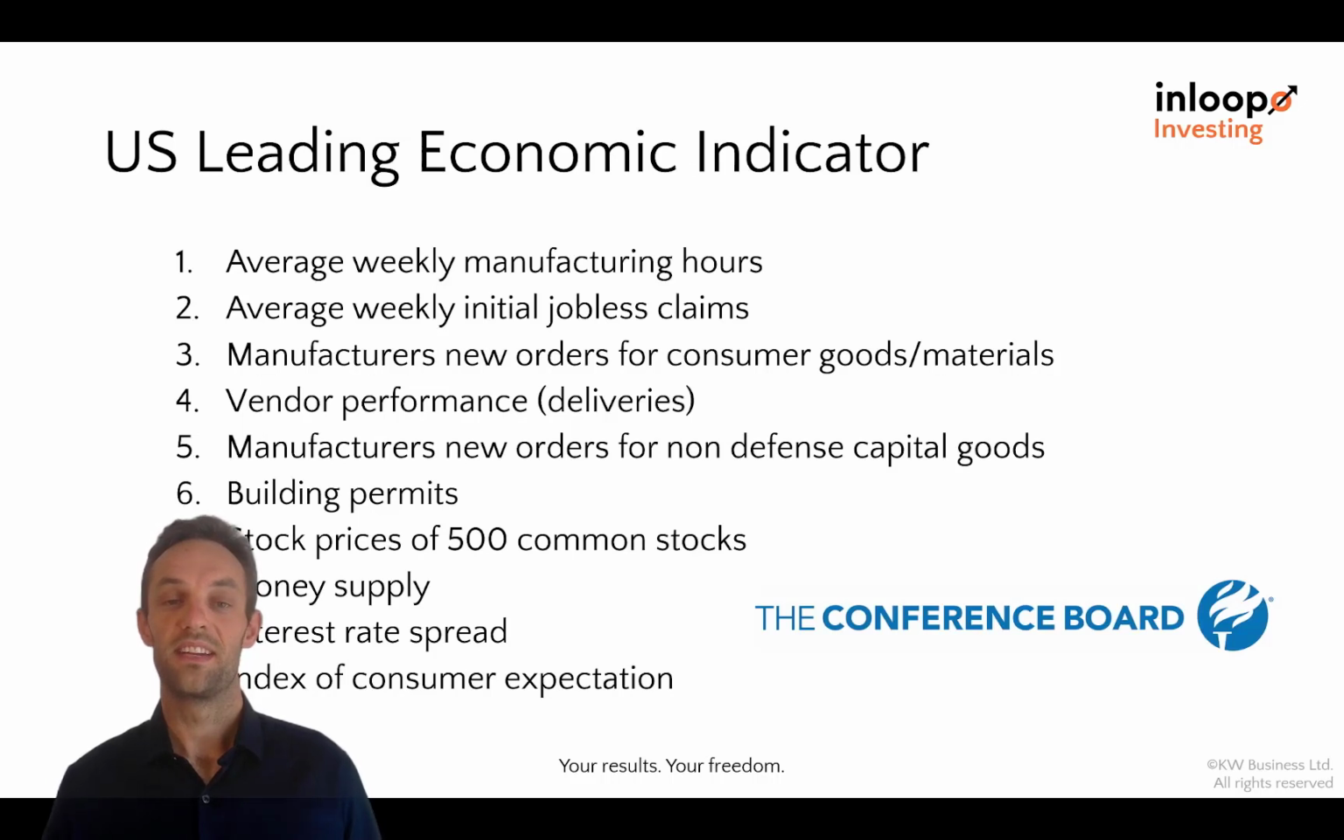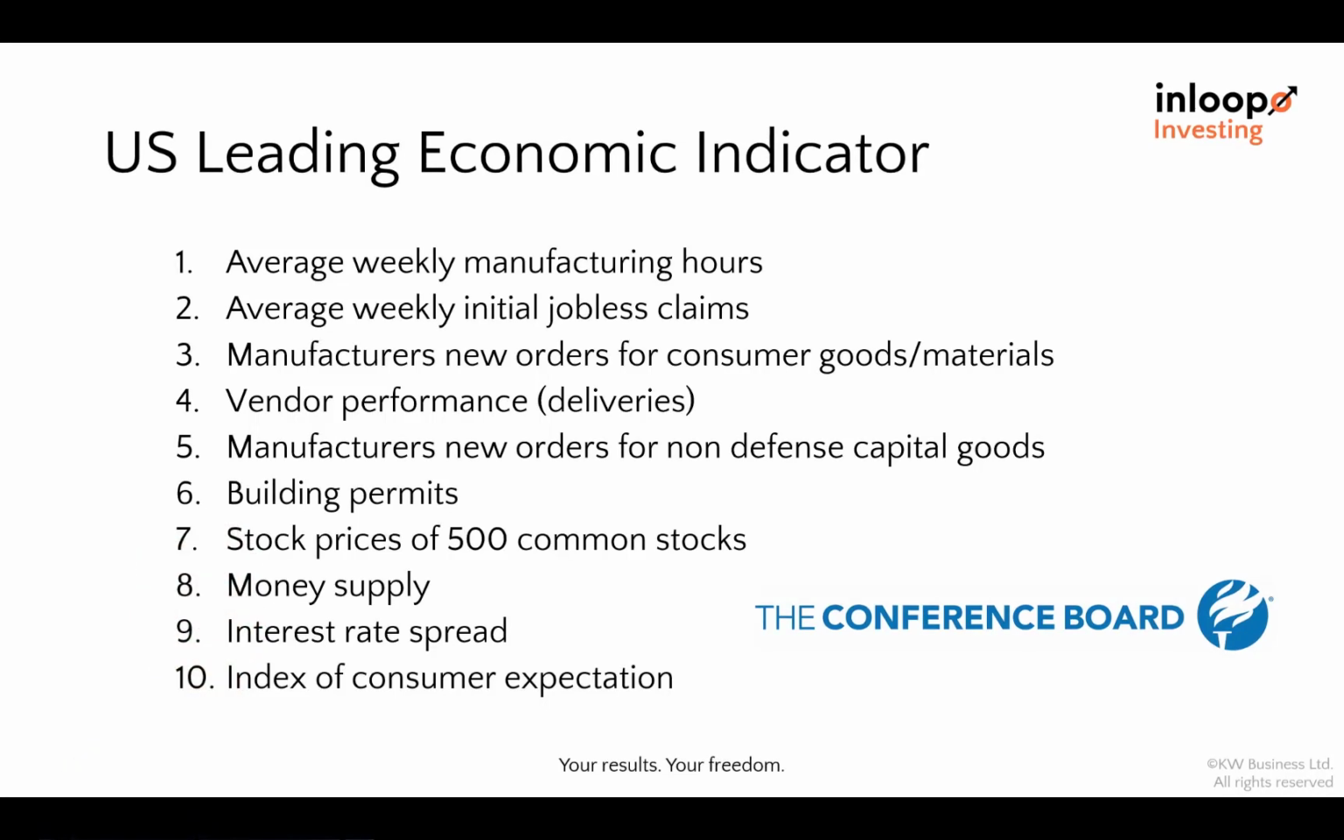10 of the most important leading indicators were put together in a single index by the US Conference Board. And here you can see all the 10 indicators included in the US leading economic indicator: the average weekly manufacturing hours, the average weekly initial jobless claims, manufacturers' new orders, vendor performance, manufacturers' new orders for non-defense capital goods, building permits, stock prices of the 500 common stocks, which is the S&P 500, money supply, interest rates spread, and the index of consumer expectations.